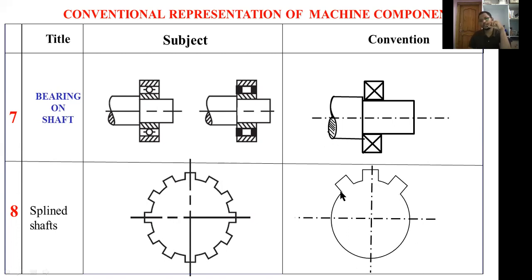Then you have to draw a dotted circle like this. There is no need to draw all teeth. These splines are called teeth. There is no need to draw all teeth on the circle, it may take much more time. To reduce our time, we show it like this. This dotted circle represents continuous teeth on this circle.